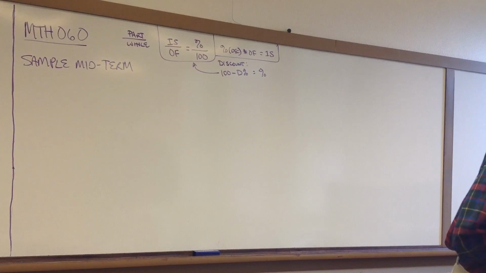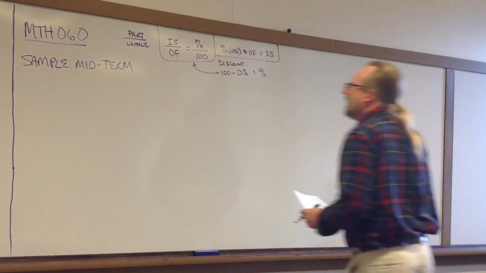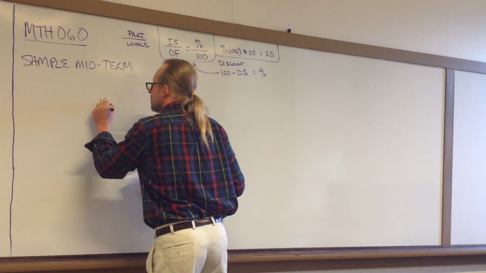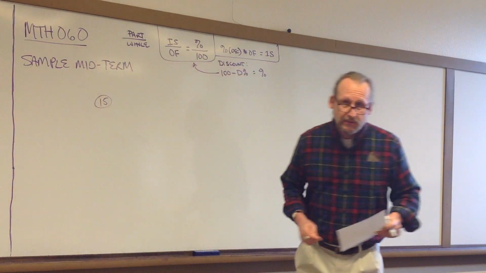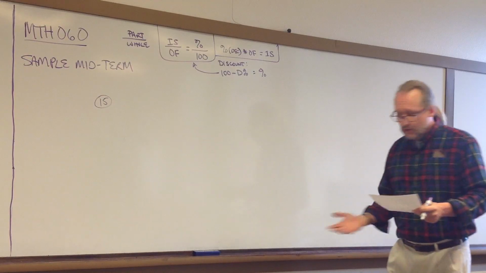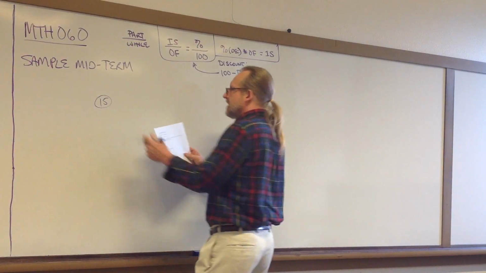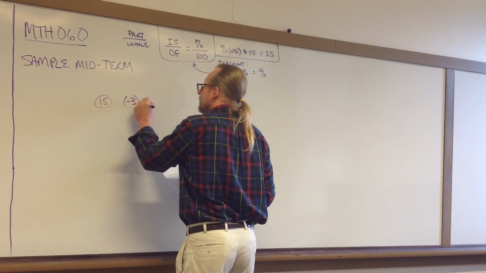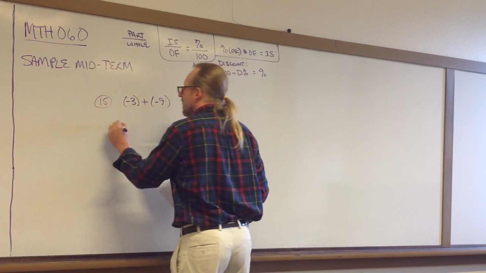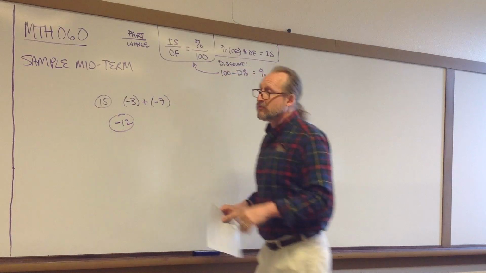Okay, now we get to these problems with the positives and negatives. And again, you can use your calculator on these, so just be sure that you understand how to do these on the calculator. Problem 15, -3 plus -9 is going to be -12.